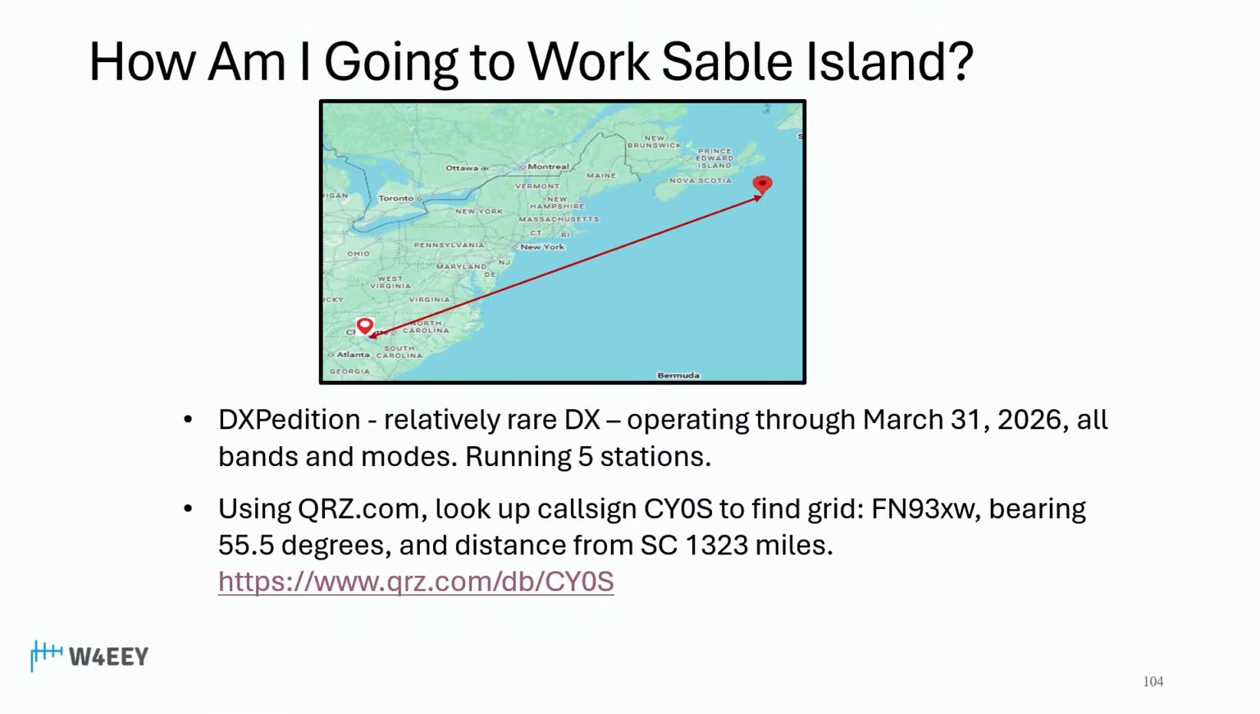So going to QRZ, we looked up their call sign and we were able to find their grid square, FN93WX, that identifies where they are in the world. The bearing was 55.5 degrees. I would want to know that because I'm using a hex beam for the higher bands, and I would want to point it in that direction. And I know, just for my own curiosity, that's about 1,300 miles away.